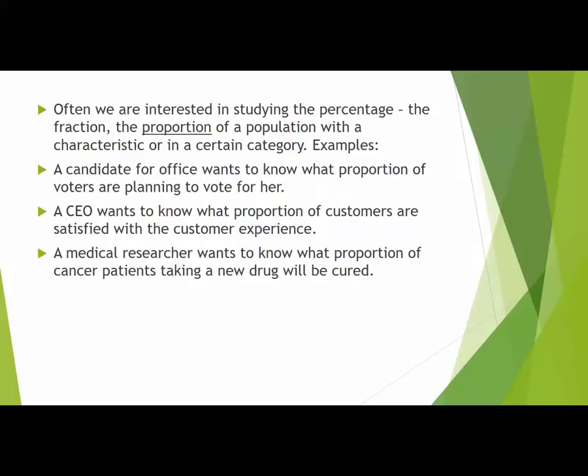So a candidate for office might want to know what proportion of voters are planning to vote for her. That's what polling is all about. Or a CEO wants to know what proportion of customers are satisfied with customer experience for marketing purposes or quality improvement purposes. Or a medical researcher wants to know what proportion of cancer patients who are taking a new drug will be cured. So that's the kind of thing we're interested in, where we want to know about one population proportion.